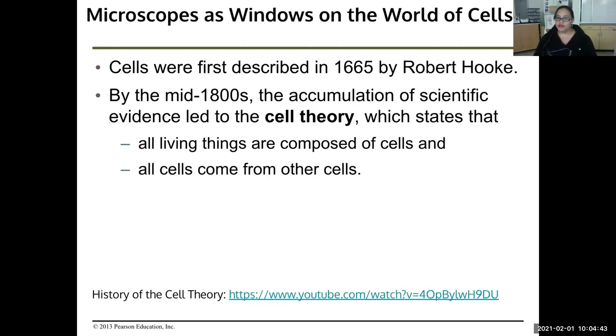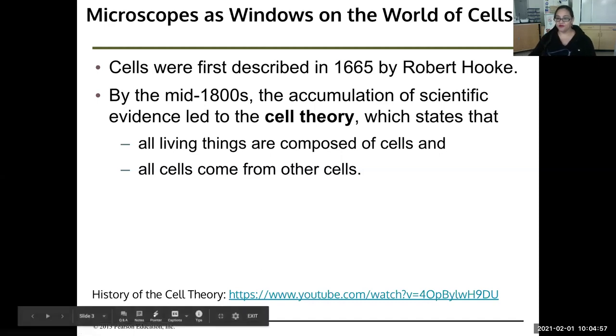Cells were first described in 1665 by Robert Hooke. By the mid-1800s, the accumulation of scientific evidence led to the cell theory, which states that all living things are composed of cells and all cells come from other cells.